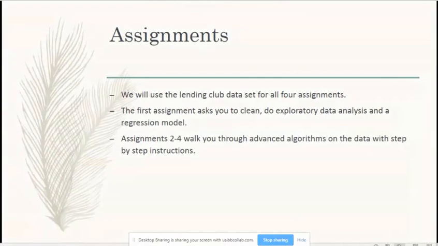The assignments, whereas I had the healthcare data from a hospital in the last class, all the assignments are going to use the Lending Club data. The first one is probably the hardest because it requires critical thinking and utilizing the entire data mining process. So everything you learned in DSIM 603, you're just going to apply it to the new data set.